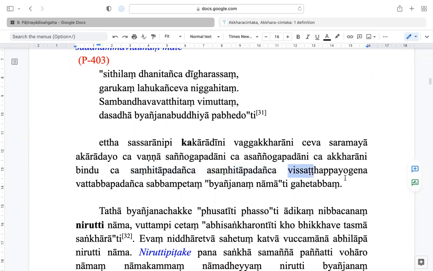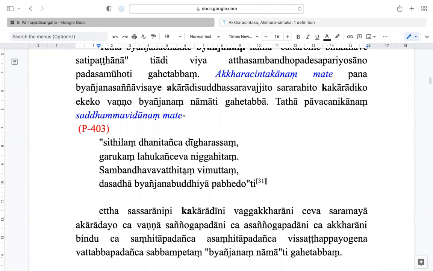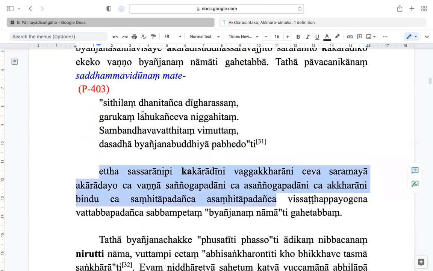Vaisata Payogena Viddabba Padanja, Sabam Bedan Benjana Namati Kahitaba. This one is a summary of this. Firstly, the Sayadaw gives a reference from the commentary, this stanza. Based on this stanza, the Sayadaw draws a conclusion, the idea of the commentators.